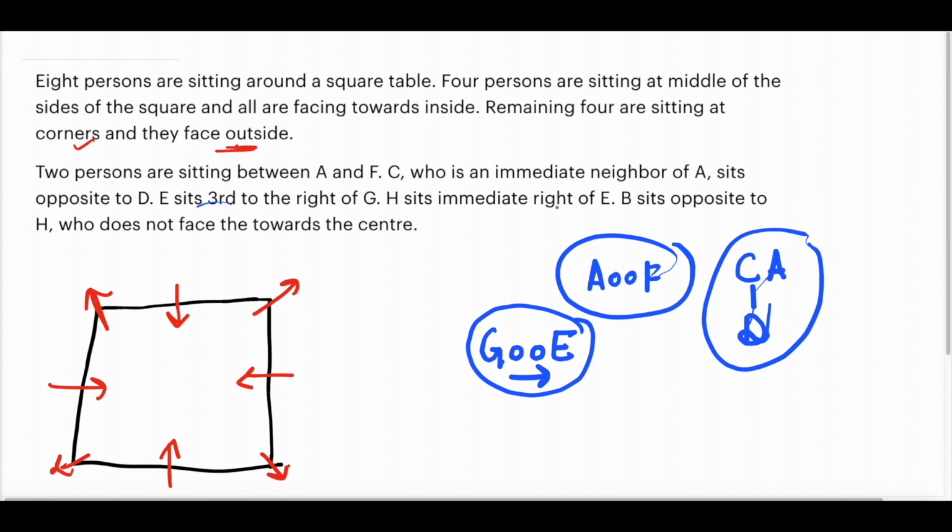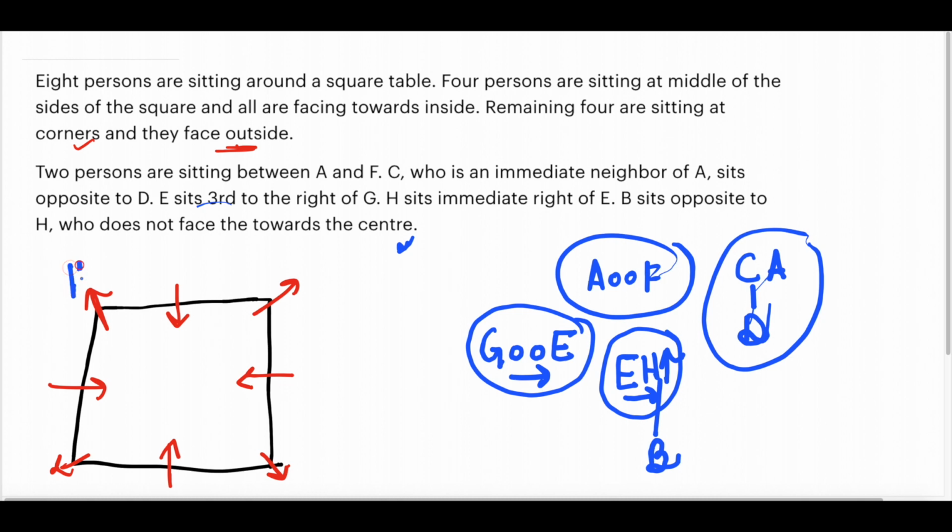H sits immediate right of E. So here H is sitting immediate right of E. B sits opposite to H, and then the one who does not face towards the center, which means H faces away from the center. If H faces away from the center, so here your condition ends. Then this means that H sits at one of the corners.